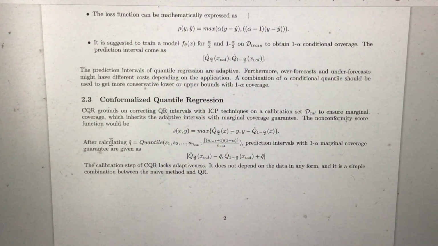After calculating this q hat, the prediction interval with 1 minus alpha marginal coverage guarantee is given by the lower bound q hat alpha-over-2 minus q hat, and the upper bound q hat 1 minus alpha-over-2 plus q hat. This calibration step of CQR will lack adaptiveness. It does not depend on the data in any form, and it's just a simple combination between the naive method and the QR.